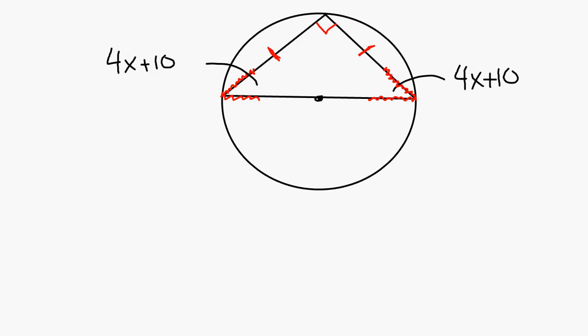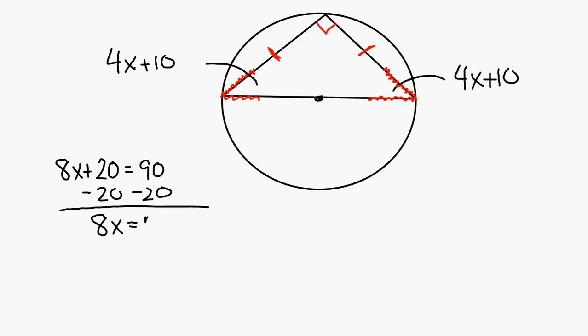So your 4x plus 10 plus your 4x plus 10 would have to equal 90. So you got 8x plus 20 equals 90. You would subtract 20. So 8x would equal 70, and then you could divide by 8. And 70 divided by 8 is 8.75.